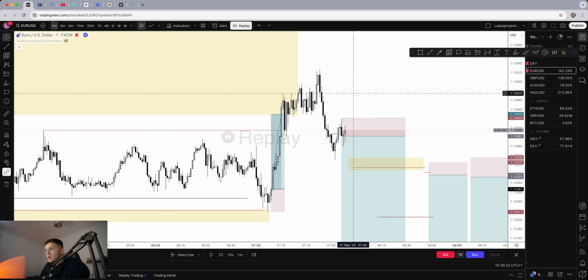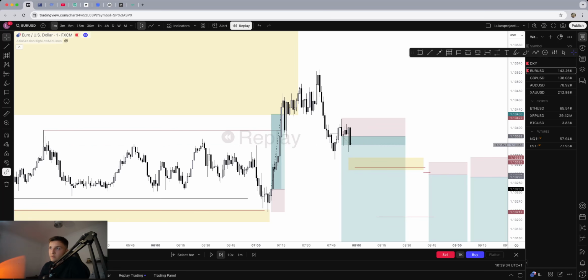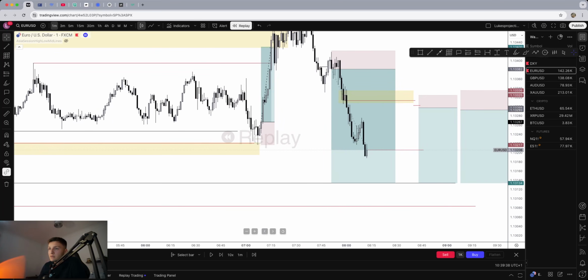I put this up in the live trading session this morning. I didn't physically take it because I didn't have too much confidence, but it ticked all the boxes, so it's a very valid position for you guys to take. And then we come down and we just miss TP, right? Let's play this through. We just missed TP, right?